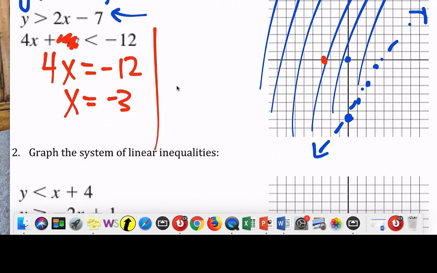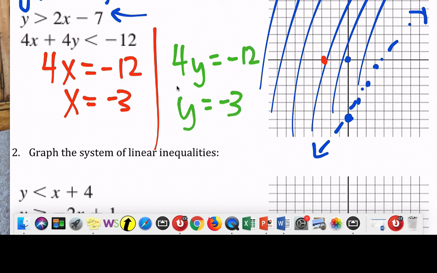Cover the other one up. So let's erase this guy. So here you have 4y. I use a different color. I used blue already. 4y equals negative 12. So here y equals negative 3 as well. So I'm going to find where y equals negative 3 and put a dot. This again is a dashed line.